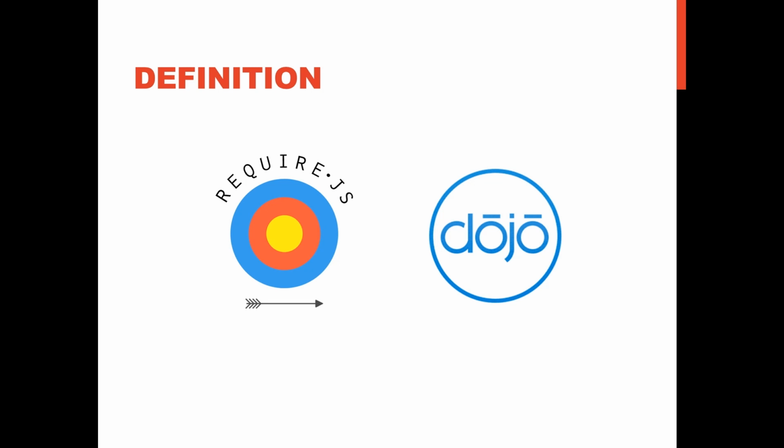Two of the most popular JavaScript libraries that have implemented the AMD specification are RequireJS and the Dojo toolkit. For the purposes of this presentation and an example of how to use an AMD supported library, I will walk you through how to use RequireJS. Both RequireJS and the Dojo toolkit follow the AMD specification. I've chosen to show you how to use the RequireJS library as I am more familiar with its capabilities.